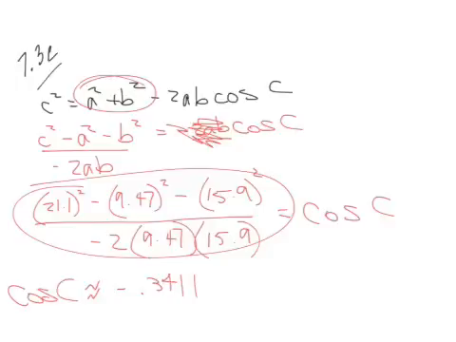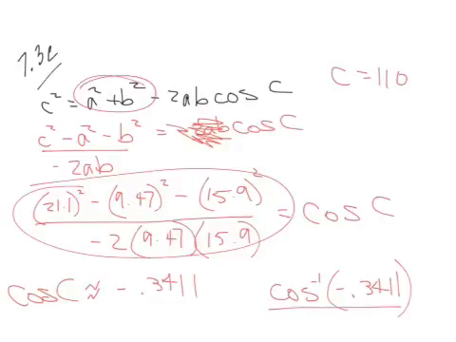and that would be equal to my cosine of c. Alright, so in order to find the angle, you're going to have to take the arc cosine of negative 0.3411. So you're going to do that, and that will give you your angle C, which is going to be around 110 degrees. So C will be 110.